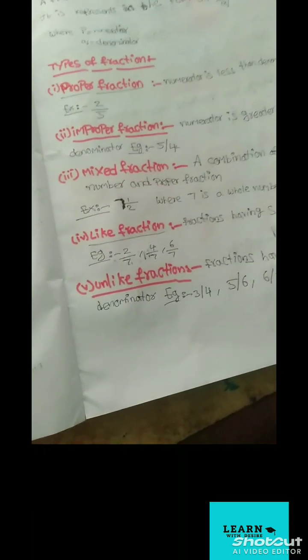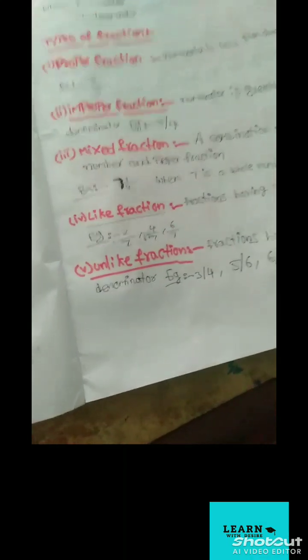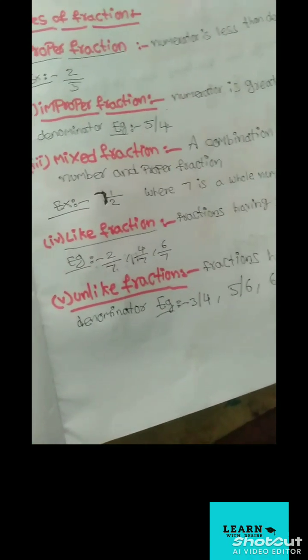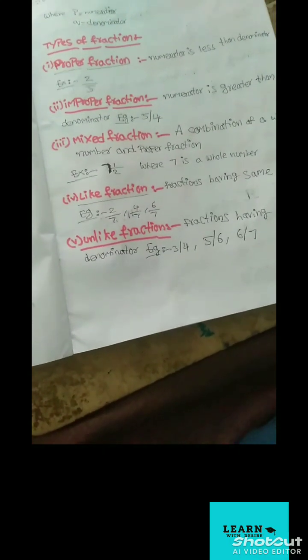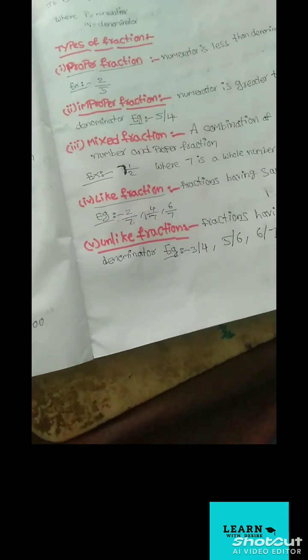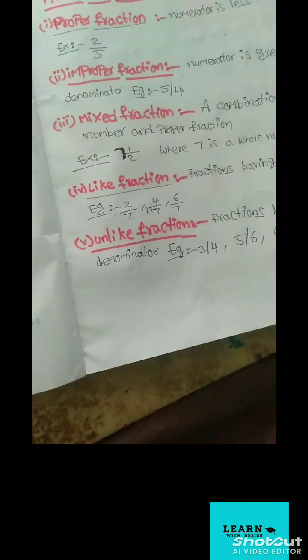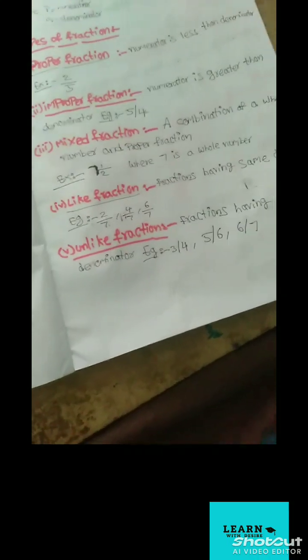And now let us see improper fraction. An improper fraction is the opposite of a proper fraction, when the numerator is greater than the denominator. Here you can see the example, 5 by 4. Then what is a mixed fraction? A mixed fraction is a combination of a whole number and a proper fraction. Here, what is a whole number? A whole number is any number from 0 to infinity, but not a negative number. A mixed fraction is represented like this: 7 1 by 2, where 7 is a whole number.